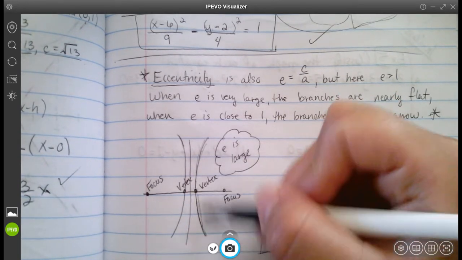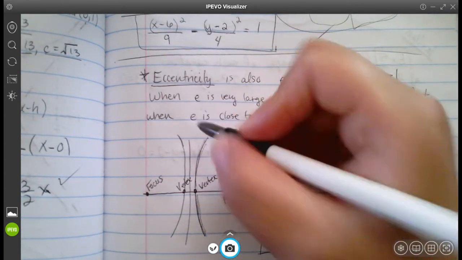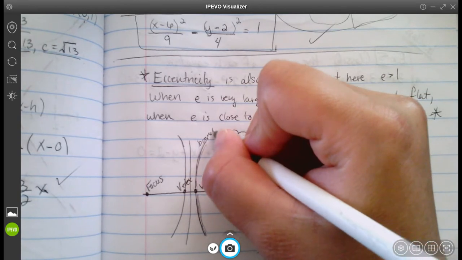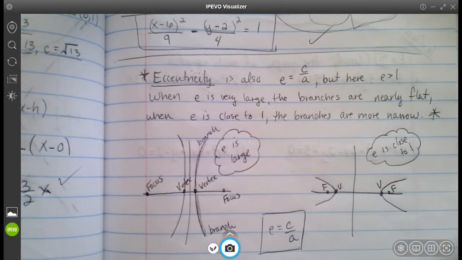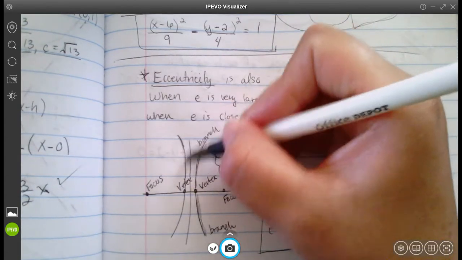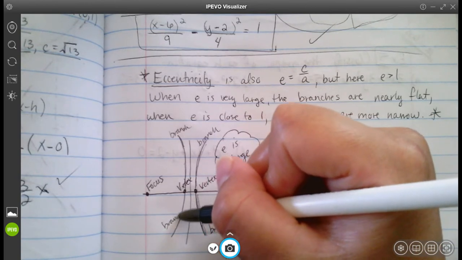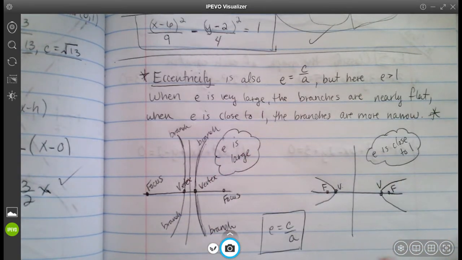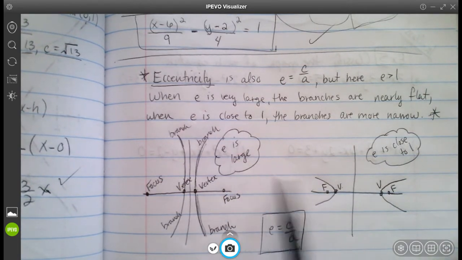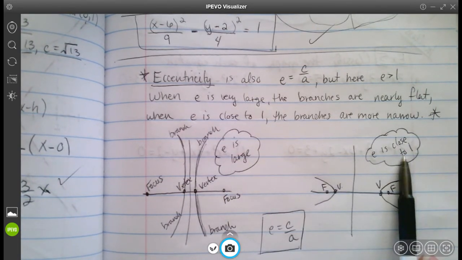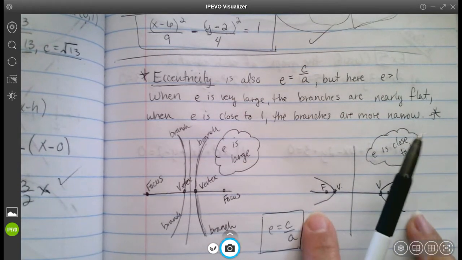I don't know if I mentioned that earlier. It's labeled in the diagram, but this right here is a branch. This right here is a branch. You may want to put that here. It's in the first picture you drew, but if you want to put it again, that's fine. This is also a branch. So the branches are almost flat if your e is bigger than 1. We say e is large. If e is close to 1, so it's kind of small, the branches get squished, and they look more like this.